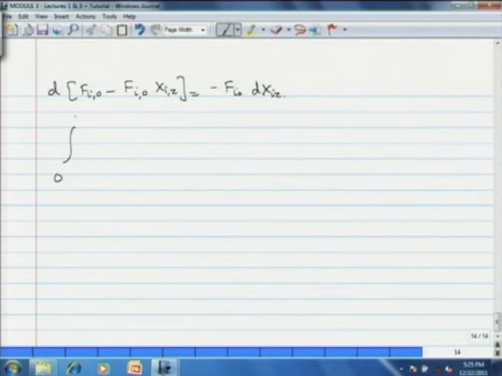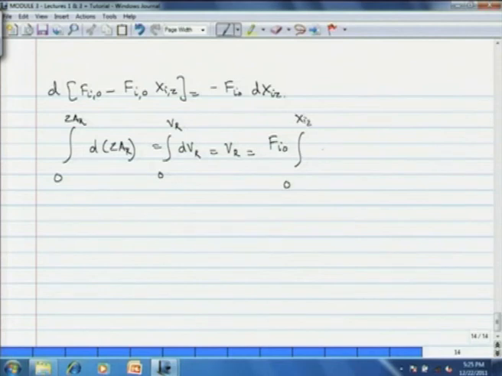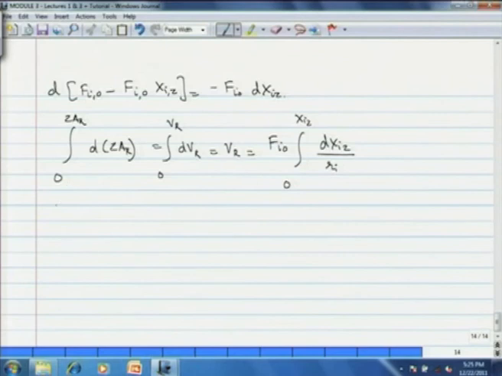Integral 0 to Z of dZ AR, that is what we have done, multiplied throughout by AR, equal to integral 0 to VR dVR is equal to VR is equal to Fi naught integral 0 to Xi,Z of dXi,Z by Ri. Now, this is a simple expression that applies for any reaction provided a rate expression is available, carried out in an idealized tubular plug flow reactor. That point we note here.